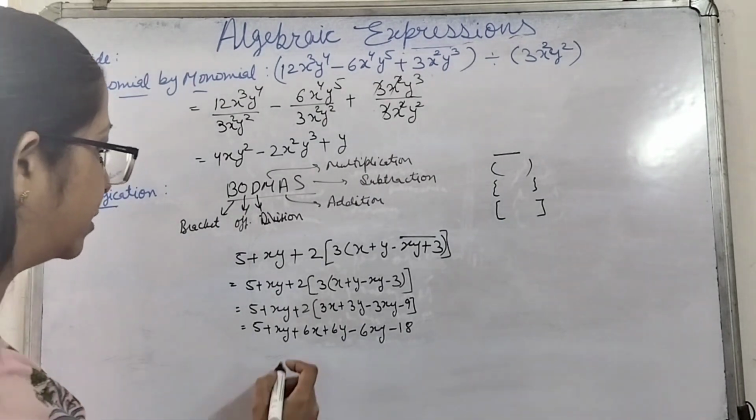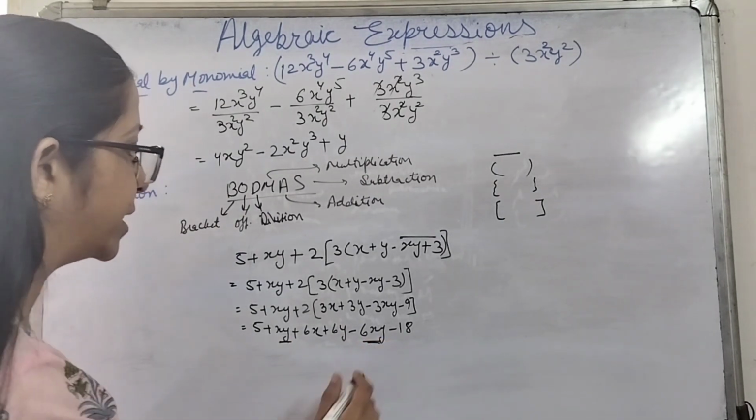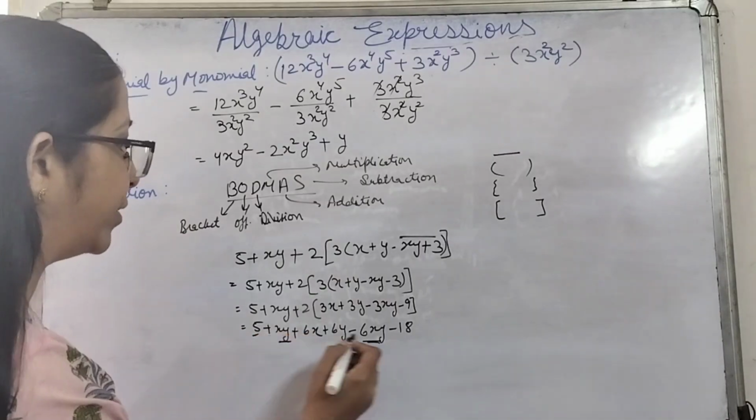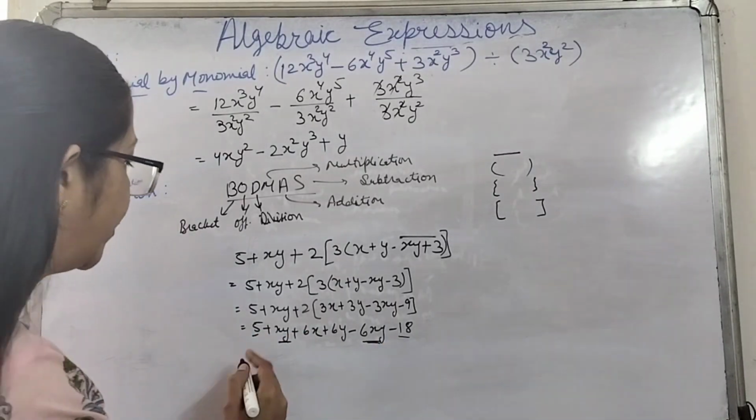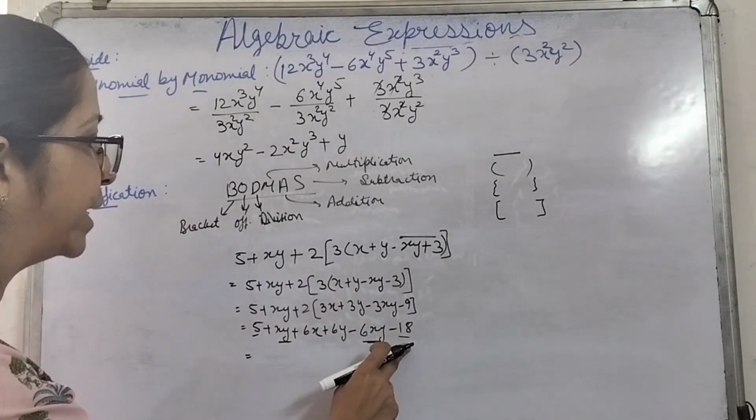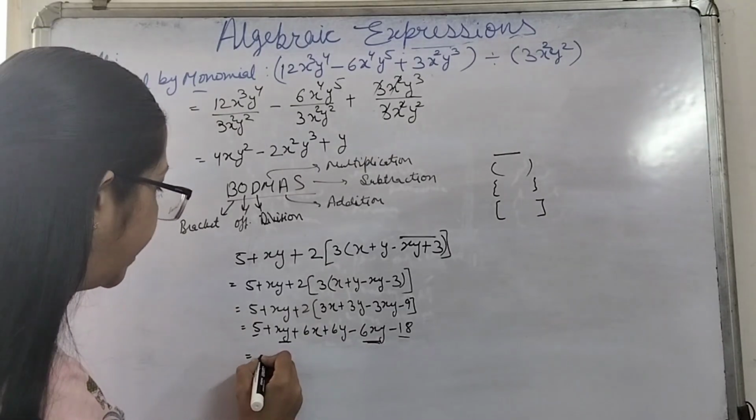Now see the like terms. This term xy and this minus 6xy are like terms, and this 5 and this minus 18 are like terms. So we will solve it further. 5 minus 18 will be minus of 13.